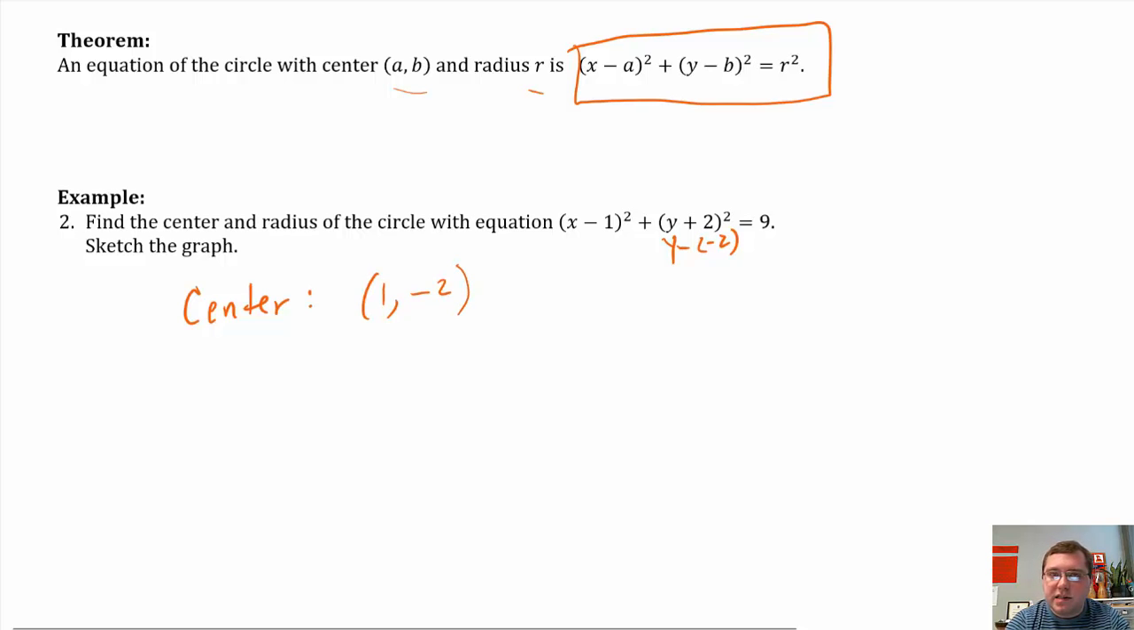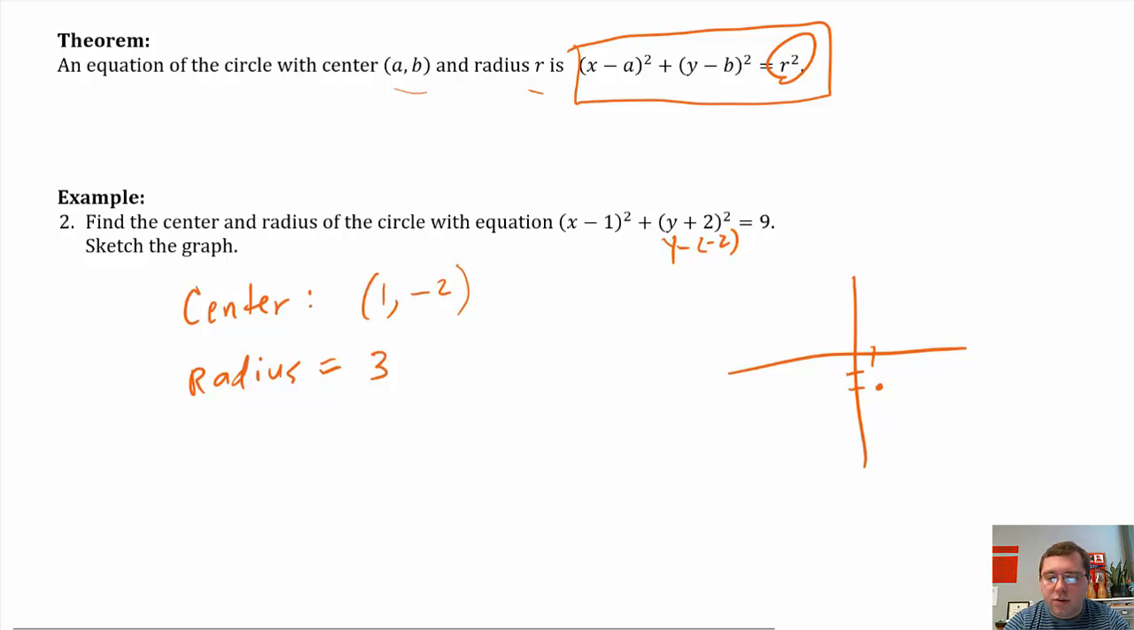So the y-coordinate of the center is negative 2. Really you're taking the opposite sign of the numbers as they appear in the equation. So the center is the point (1, -2). We could plot that on the graph right now: 1 for x, negative 2 for y. And the radius is the square root of the number on the other side of the equation, because that number is r squared. So r squared is 9, that means r is 3. So 3 is how far we go away from the center to get to every point that's on the circle.